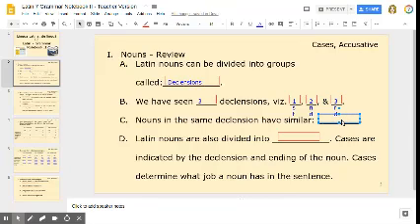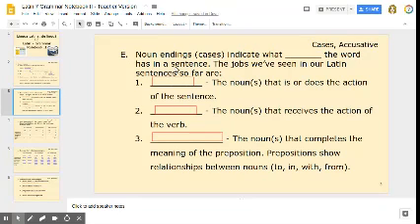Sorry, guys. Nouns in the same declension have similar endings, and the endings are going to be really important. Latin nouns are also divided into something called cases. And cases are indicated by the declension and the ending of the noun. Cases determine what job a noun has in the sentence. So, let's go a little further and discuss that.